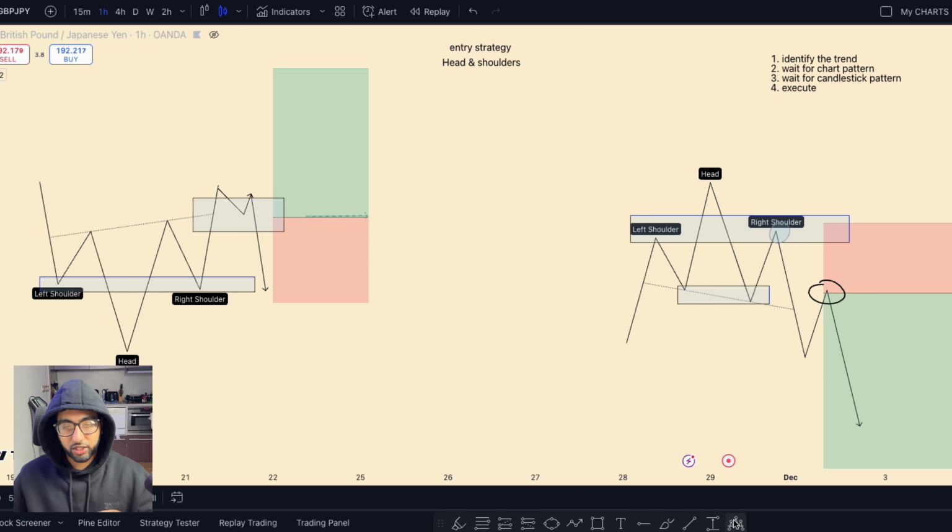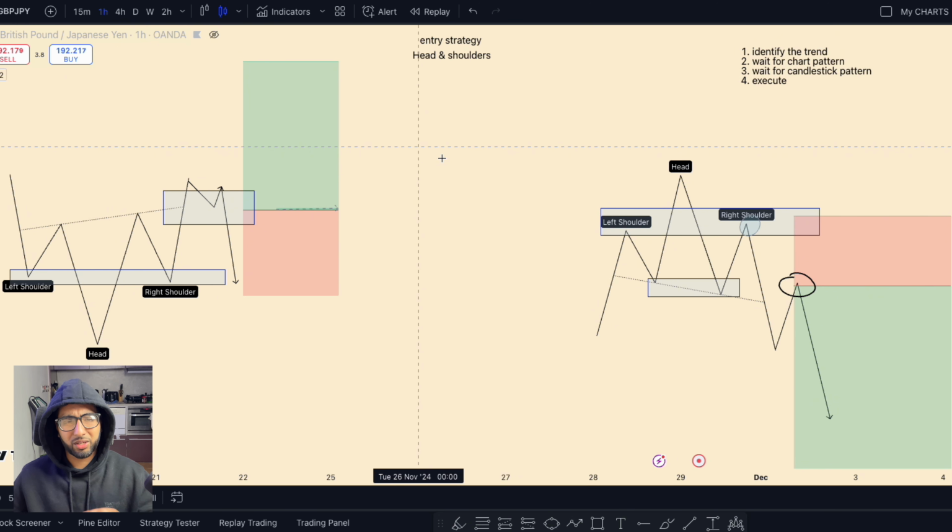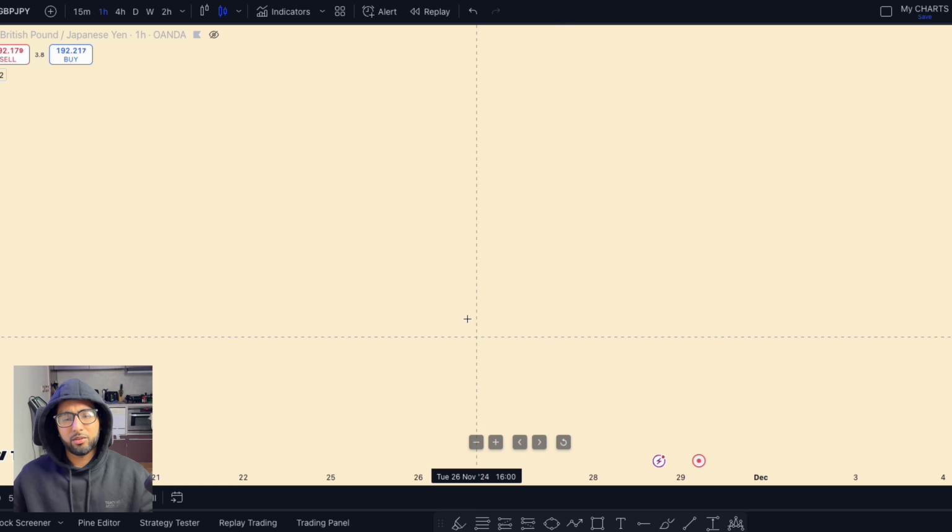If you want to see how I use this left shoulder, right shoulder pattern, or whatever you call it, on TradingView, if you go down 1, 2, 3, 4 on the left hand side of the screen, you'll see that we've got the XABCD pattern, the cypher pattern, and on the third one down, it's the head and shoulders pattern. You can save that and put it in your favorites. One of the best patterns, guys, in the market, and it's amazing. Really, really nice pattern.